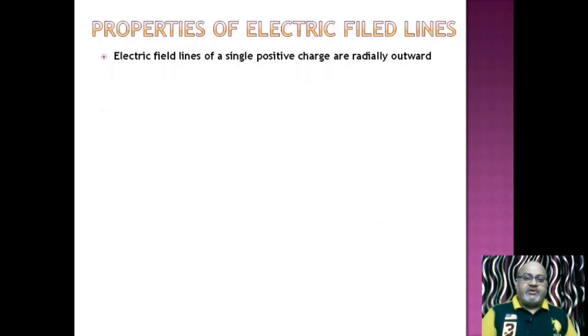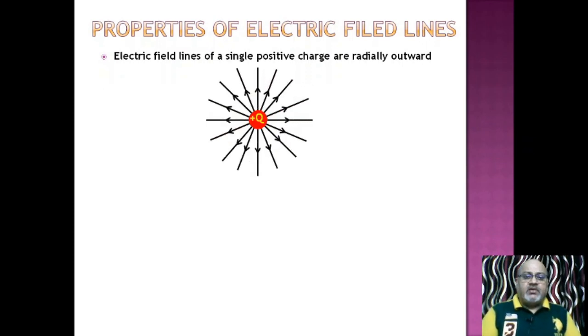What is the first property? Now see the first property. Electric field lines of a single positive charge are radially outward. If we place a positive source charge and place a positive test charge in that field, what will happen? The positive test charge will experience a force of repulsion. The test charge will move away from the source charge. Now see this animation in the picture.